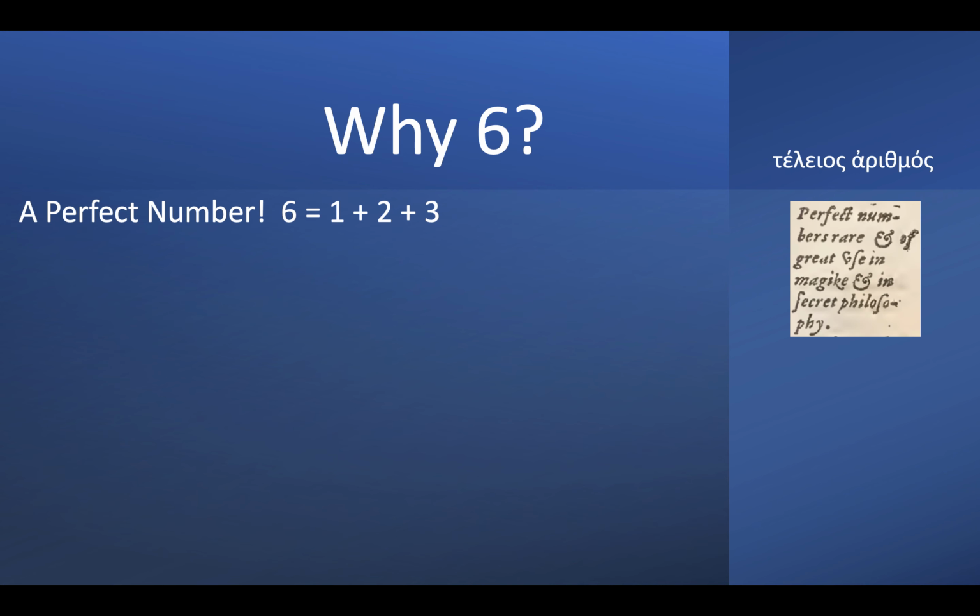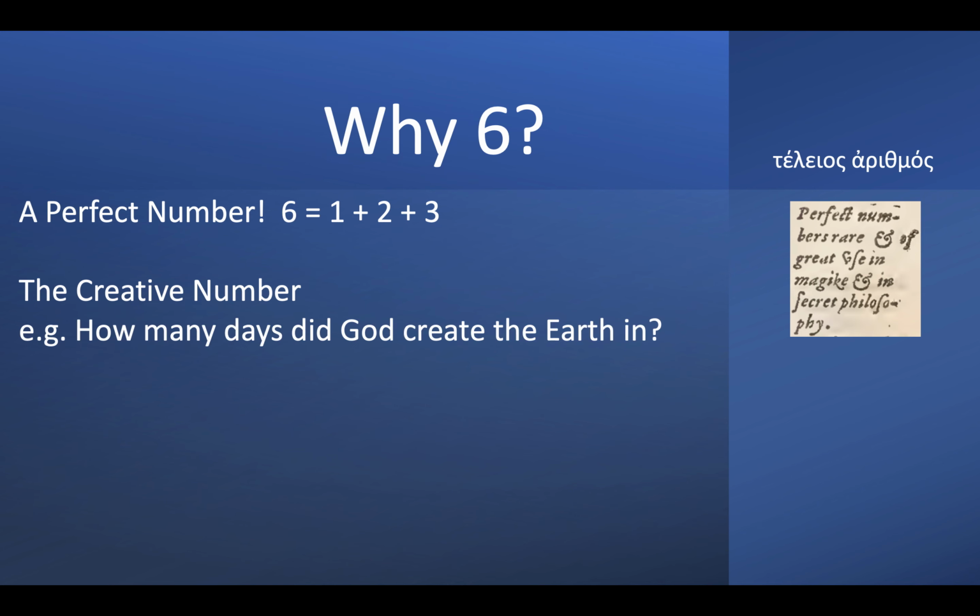Euclid describes this as the teleos alithmos, the final, ending, complete, perfect number. And as we've said, it's of great use in magic and secret philosophy. It's also the creative number. Now, the reason it's the creative number is how many days did God create the earth in?